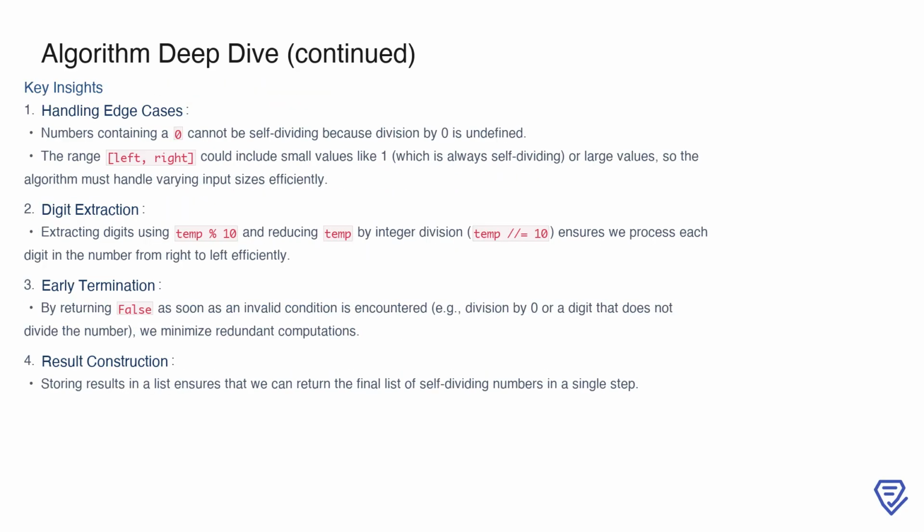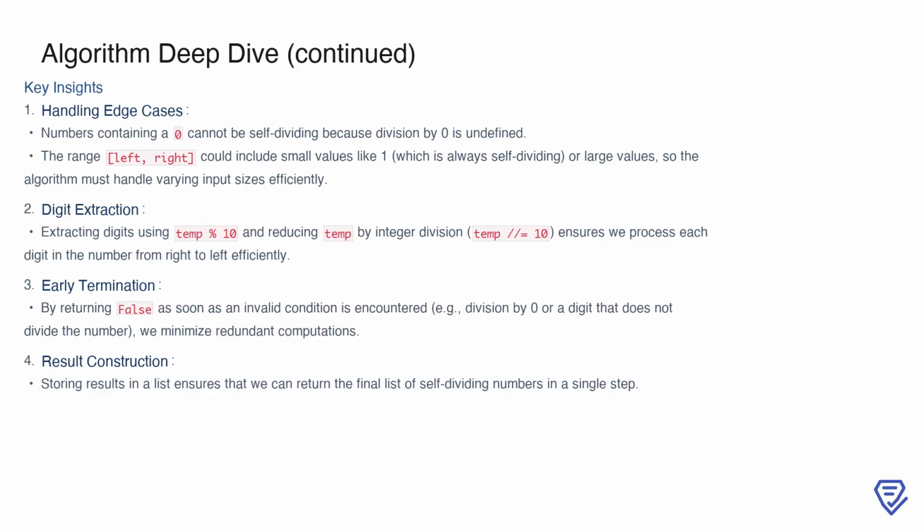When analyzing this algorithm, there are some key insights to consider. First, handling edge cases is crucial. For instance, any number containing the digit 0 can never be self-dividing because division by 0 is undefined. Additionally, the range [left, right] could include both very small values, like 1, which is always self-dividing, and large numbers, so the algorithm needs to work efficiently for a wide range of inputs.